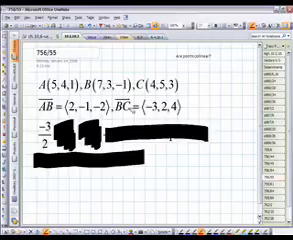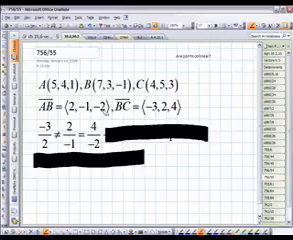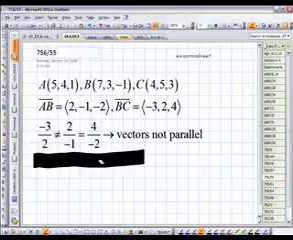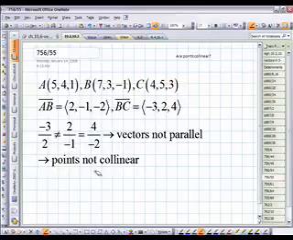So to see if they're parallel, to see if you can take a number to multiply to get the same thing every time, I just divide each component set. So -3 over 2, is that the same as 2 over -1? Is that the same as 4 over -2? Well, these two are the same, but not the same as this one. So therefore, these vectors are not parallel, and consequently, the points are not collinear.